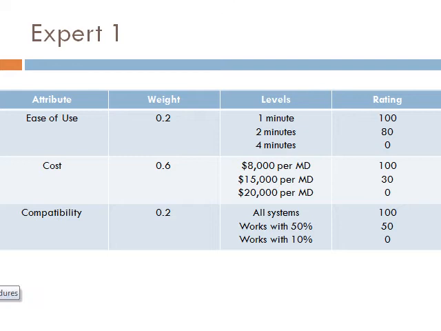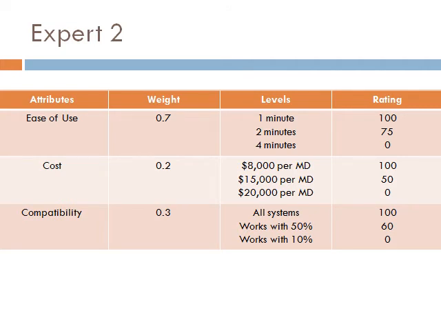This is a chart representing the preferences of the first expert, who is the Chief Financial Officer. After the one-on-one interview with the financial officer, the analyst found that cost was the highest preference with a weight of 0.6, while ease of use and compatibility were secondary factors, with the ratings designated by the analyst.